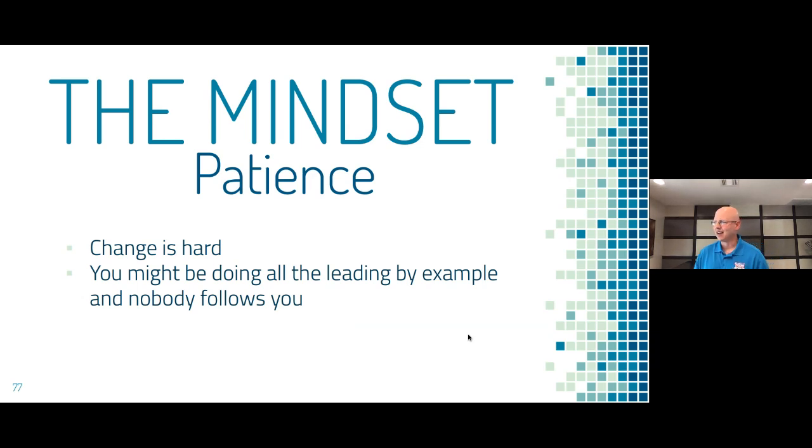Patience. The next adjustment that you can make to your mindset is patience. Change is hard. The whole Agile framework is around change, and we're still trying to adopt it 20 years later. So you might be doing all of the leading by example possible, and no one is following you. And that's okay, because you are doing what's right for you, making yourself more agile, improving yourself, and hopefully at some point in time, people follow you. And if not, that is fine too. It just takes some patience.